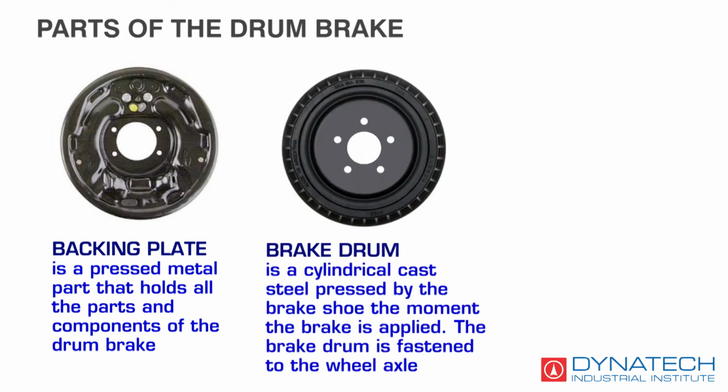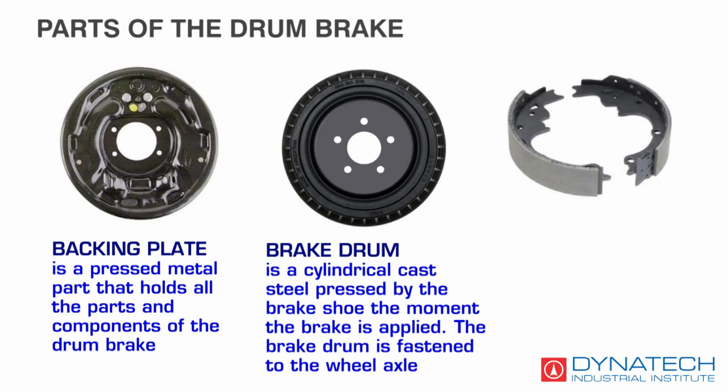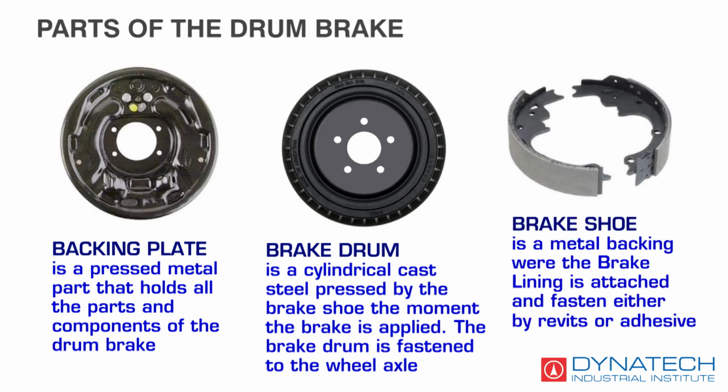Brake drum is a cylindrical cast steel, pressed by the brake shoe the moment the brake is applied. The brake drum is fastened to the wheel axle. Brake shoe is a metal backing where the brake lining is attached and fastened either by rivets or adhesive.